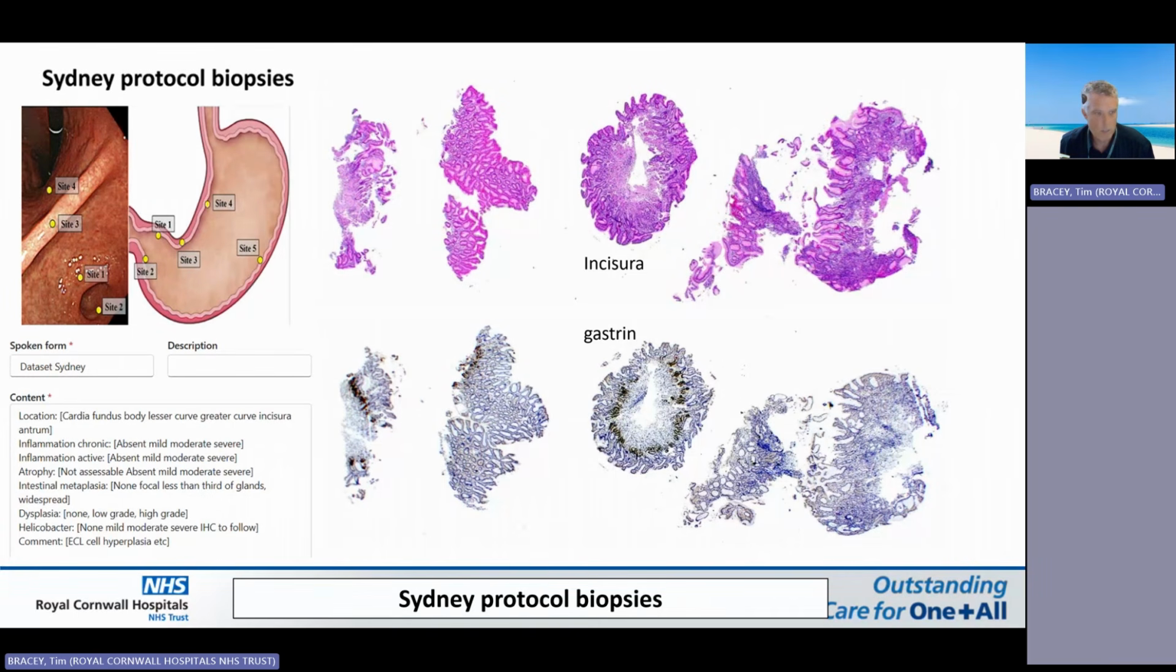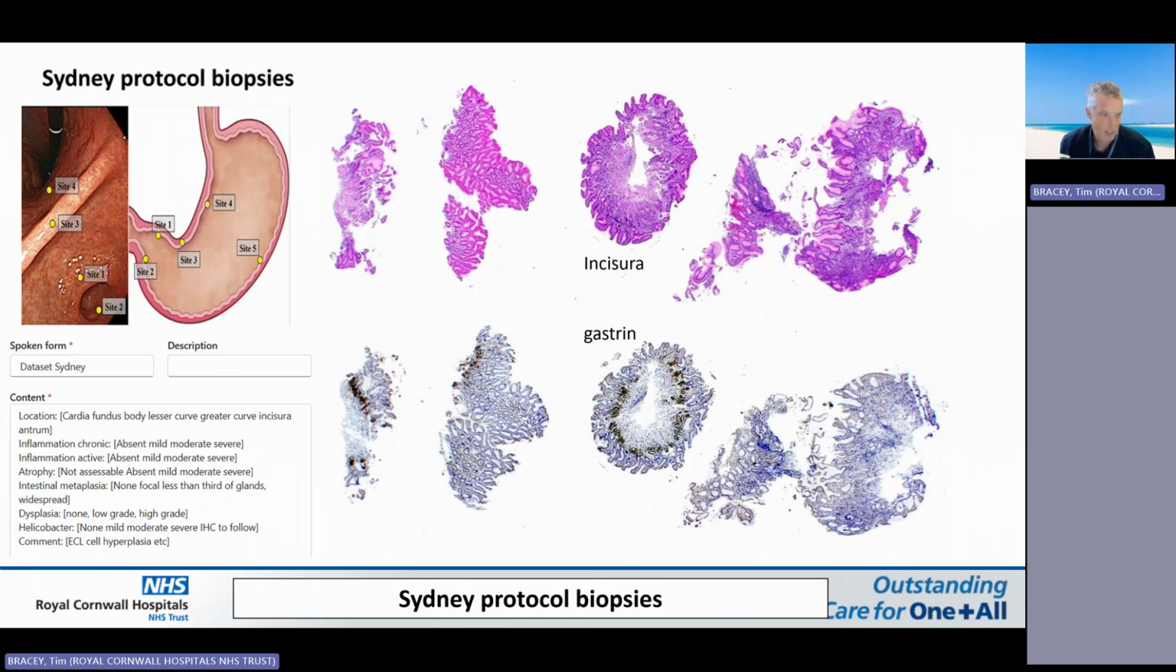This is something that I just wanted to really try and hammer home. It's a bit of an obsession for me. Sydney protocol biopsies, they're a headache, and I was always told by someone that I really trusted that if you find a part of your work really irritating, then just try and get a system together, try and audit it, try and get an interest in it.